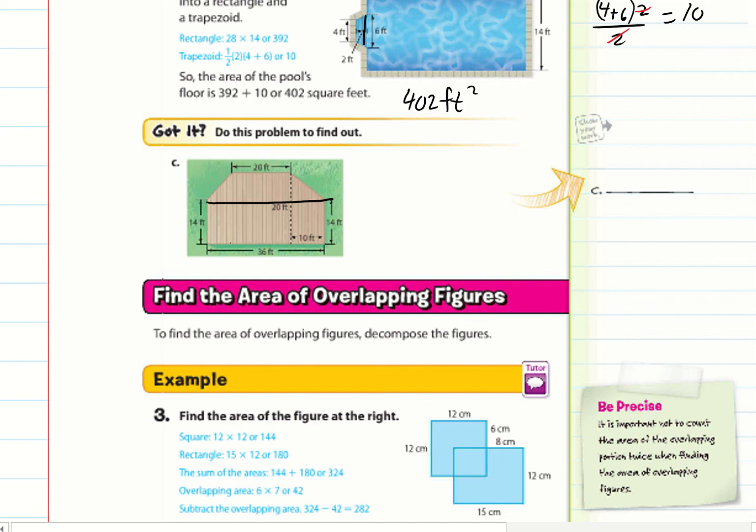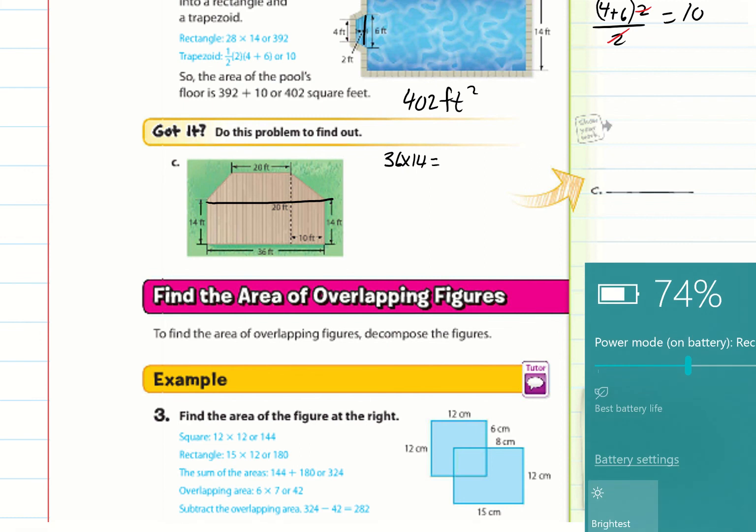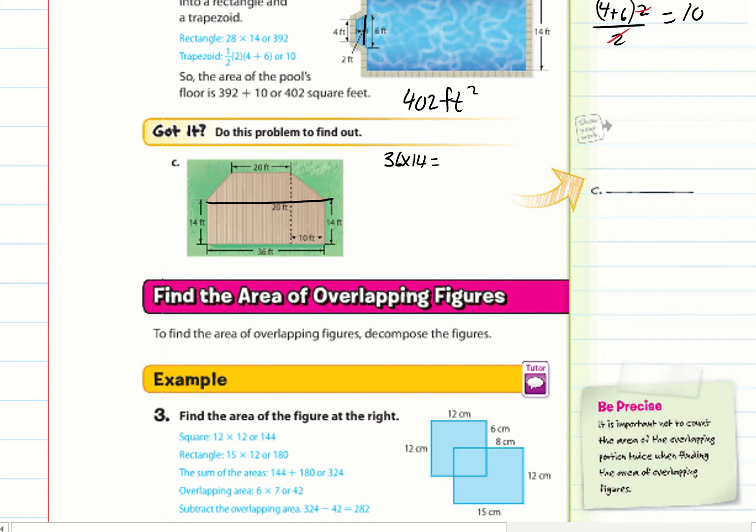So we have 36 base and my height is 14. So 36 times 14. And that's going to equal my rectangle. Now if I look at my trapezoid, my base 2 is going to equal 36 feet. Now my height, if I look, I'm going to highlight this right here. This is 20 feet. And this to the right, let me do a different color because it's a little hard to see. To the right is 14 feet.